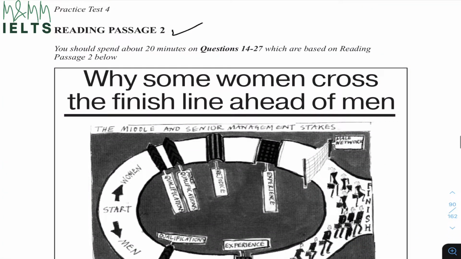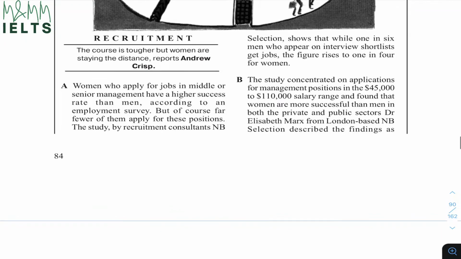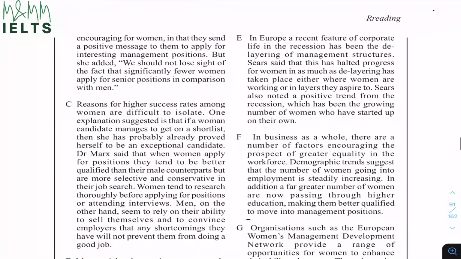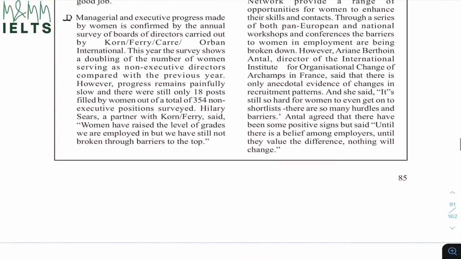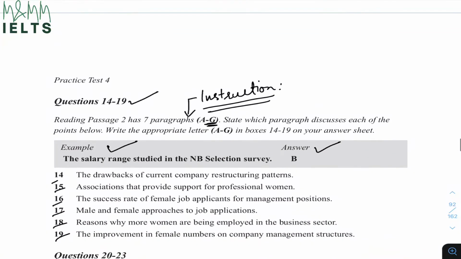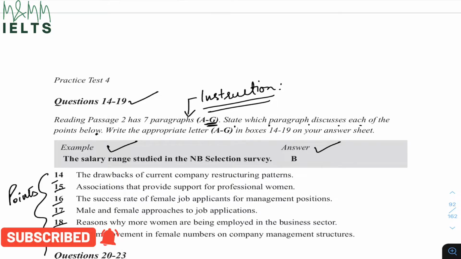Okay, reading passage 2 has paragraphs A to G. A, B, C, D, E, F and G. All good. So we have 7 paragraphs with us, which is fine. State which paragraph discusses each of the points below. Points below means these statements below. They have called them as points below.